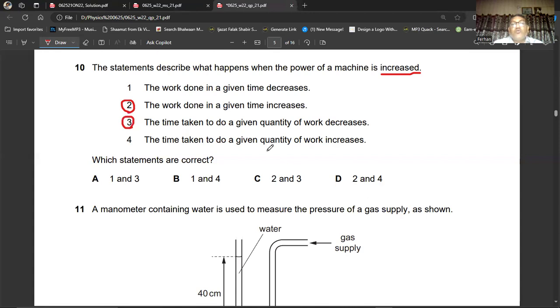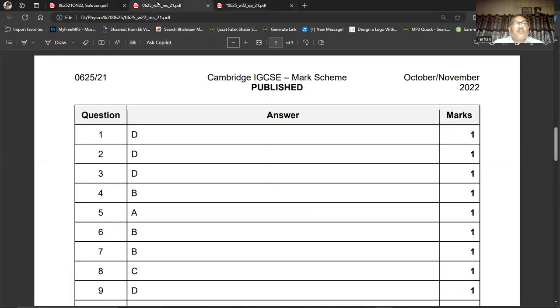The time taken to do a given quantity of work increases. That is the wrong statement. If you want the power to increase, either in the same time you increase the work done, or for the same work done, take less time to do that work. So I think 2 and 3 is the right option, sir. So C is the, which statements are correct? 2 and 3. So C is the option, sir. Question number 10.